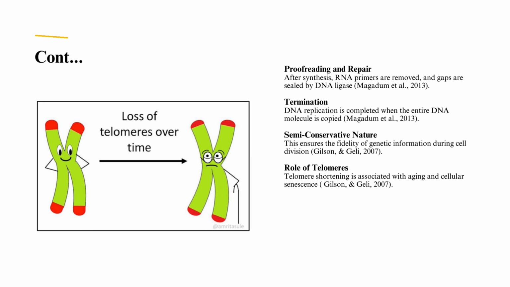Role of telomeres. Telomere shortening is associated with aging and cellular senescence. Telomeres, repetitive DNA sequences at the ends of chromosomes, play a role in protecting genetic material during replication.